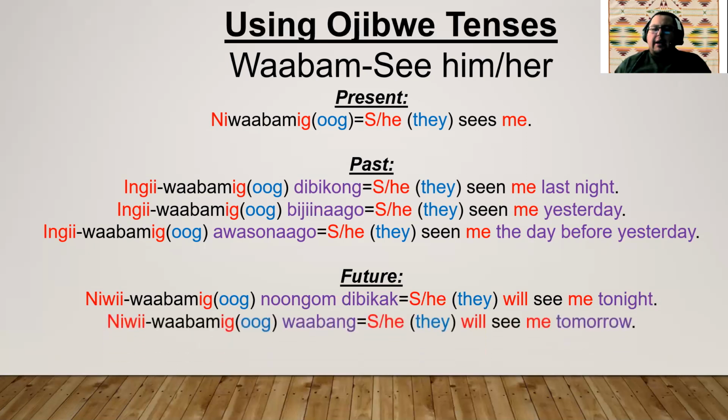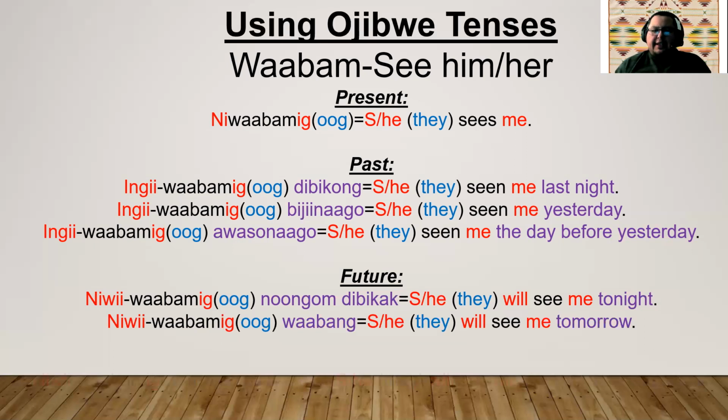Niwi wabamig wabang. She or he will see me tomorrow. Niwi wabamig wabang. And they will see me tomorrow. Niwi wabamigug wabang. They will see me tomorrow. Okay, remember our plural, our more than one is the blue.